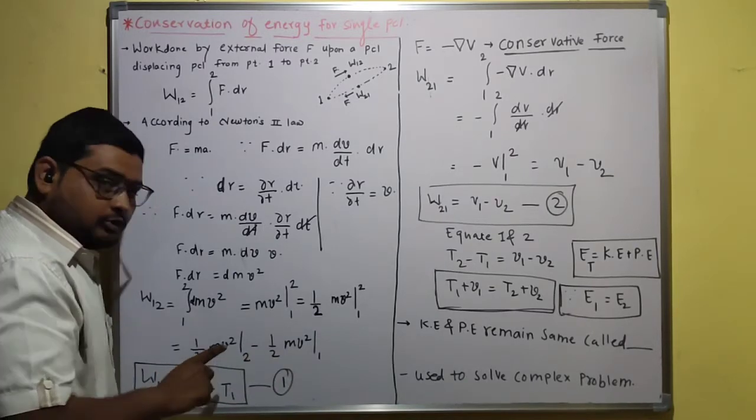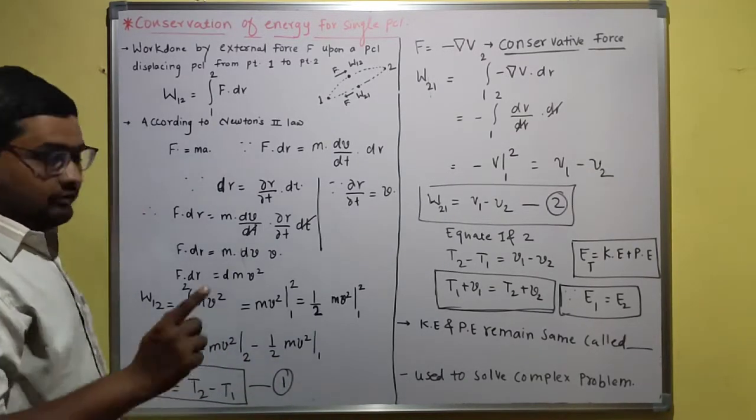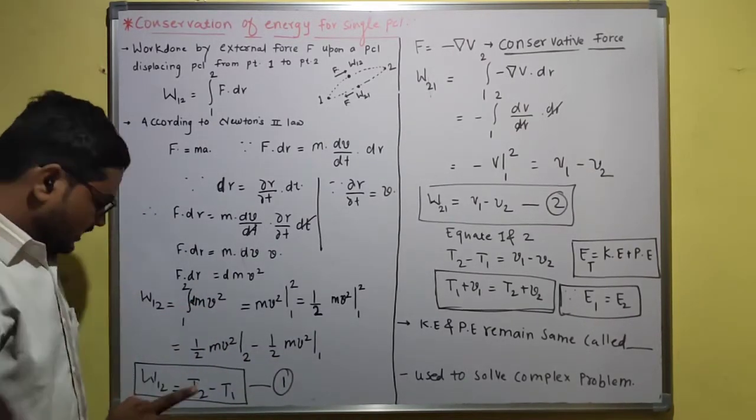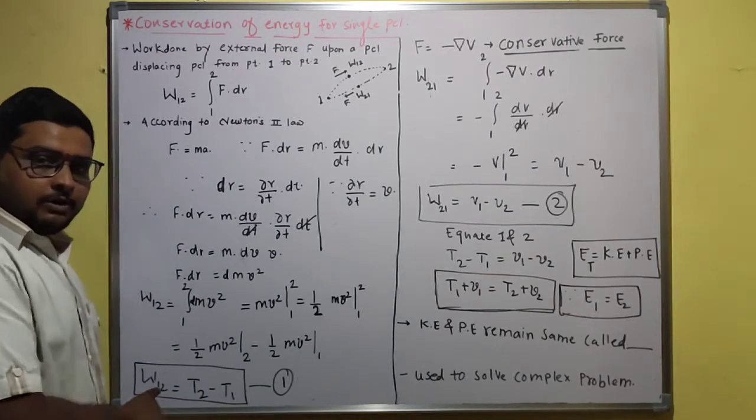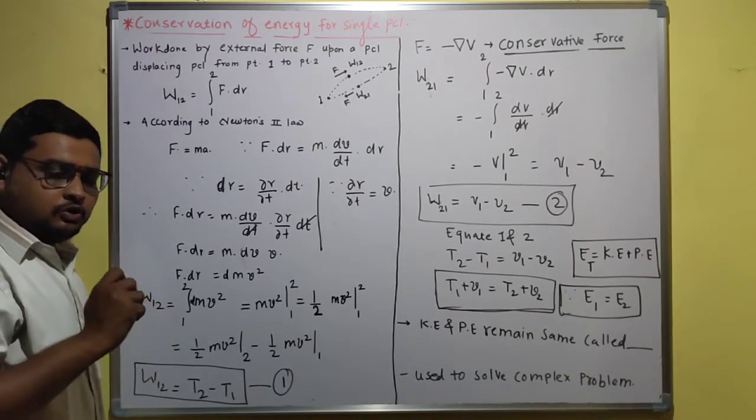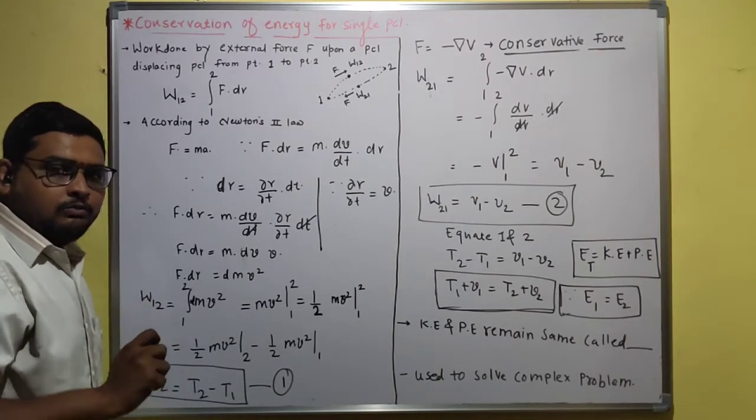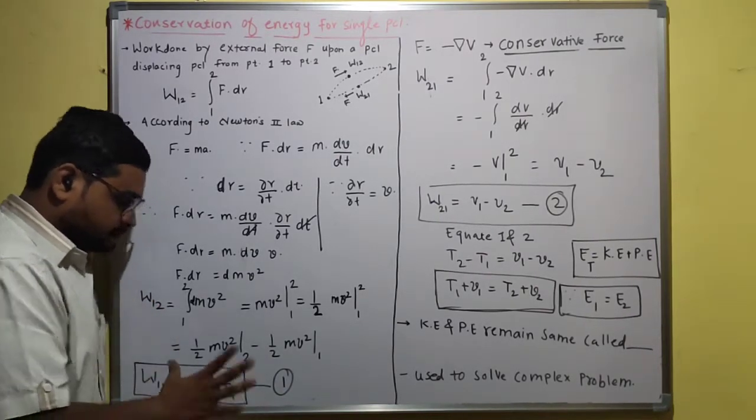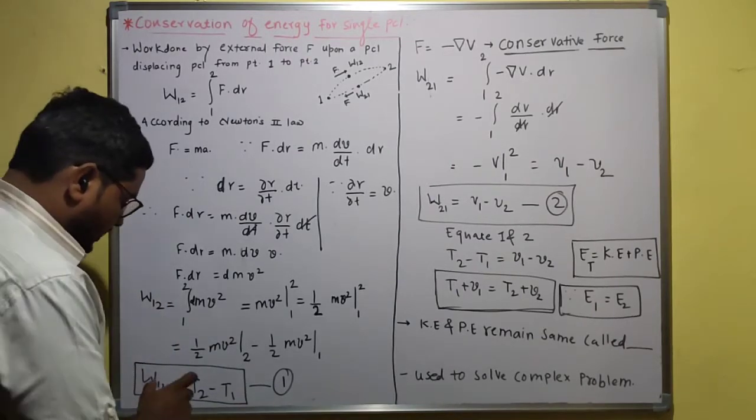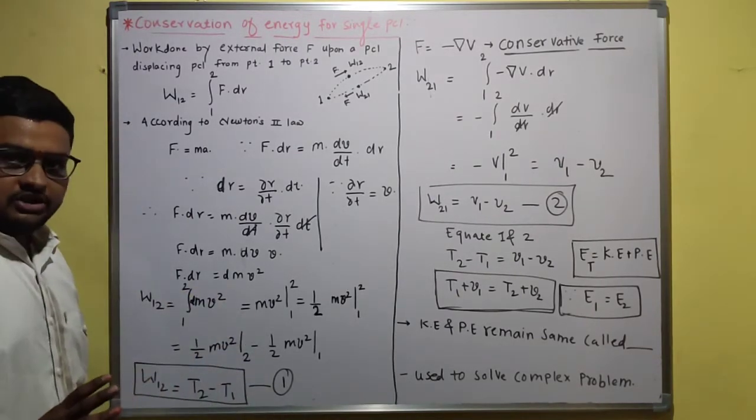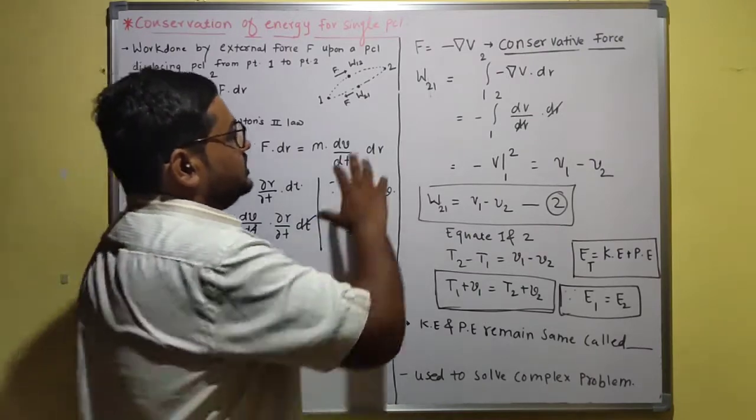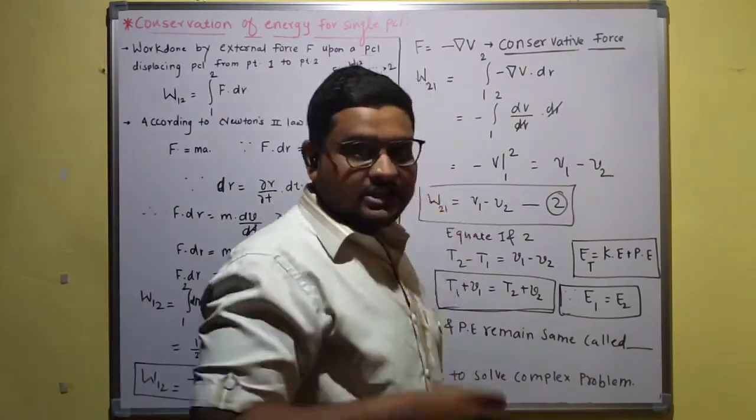We know 1/2 mv² is nothing but kinetic energy, which is denoted by T. That's why the work done for a particle displacing from point 1 to 2 is equal to the kinetic energy at point 2 minus the kinetic energy at point 1. So here we have calculated our kinetic energy, and we give this equation number 1. Now we will turn towards our potential energy.